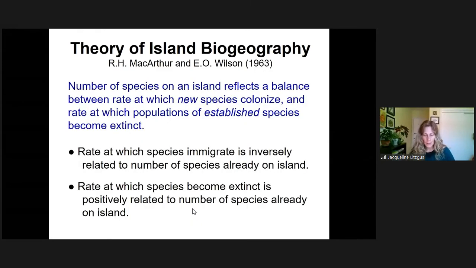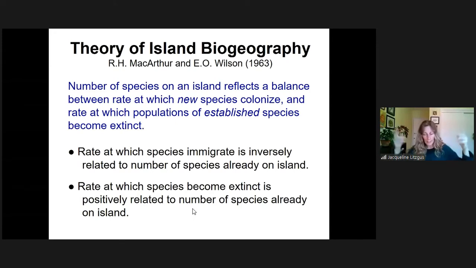Okay, so what they propose then, again, is that the number of species on any island is going to reflect this balance between immigration and extinction. So this balance between the rate at which new species can colonize and the rate at which populations of established species are going to become extinct. Okay, so again, this immigration and extinction balance.